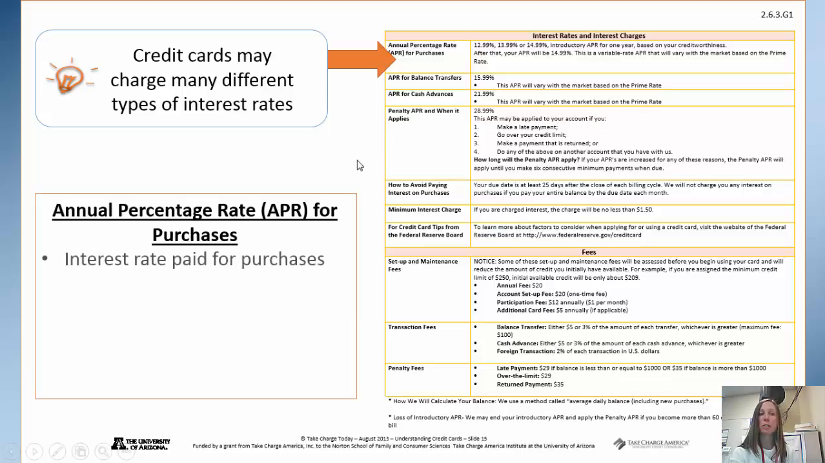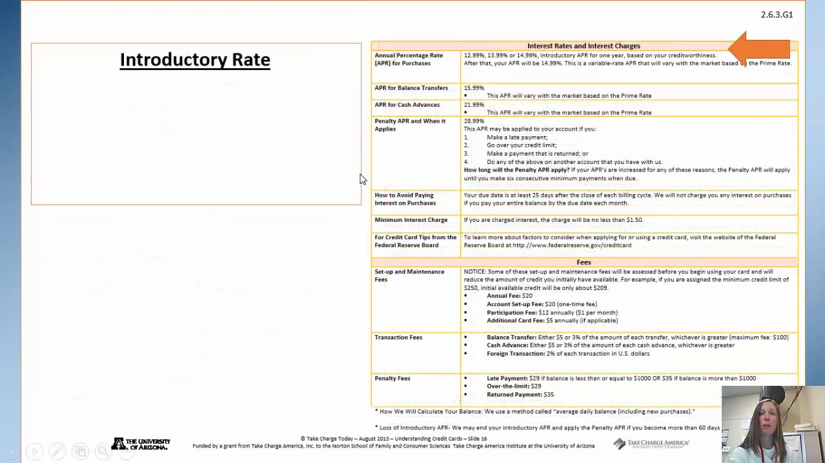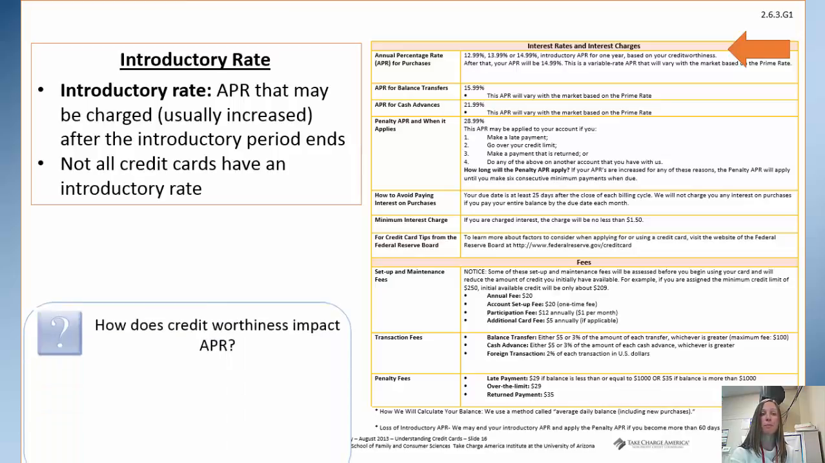The APR for purchases is the interest rate you pay for purchases. There might be multiple interest rates listed, and the final interest rate might depend on your creditworthiness, meaning your credit score, or your ability to pay back debt. Also in that part is possibly an introductory rate, which is the APR that's charged at the beginning, maybe 6 months, maybe 1 year. In this case, it says introductory for 1 year. There does not have to be an introductory rate for credit cards.